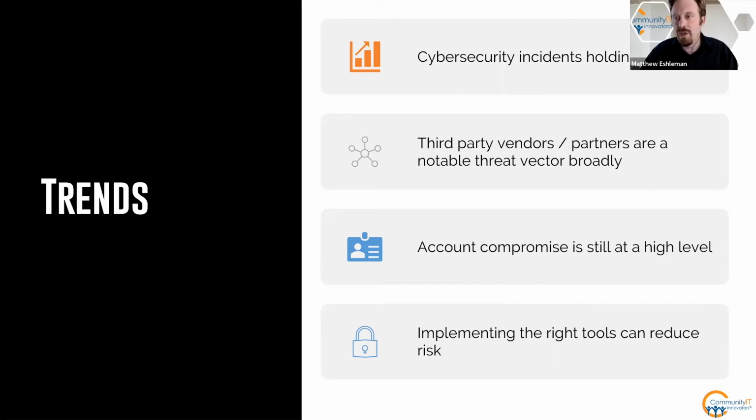I think, from the data we saw, account compromise is still at a very, very high level. And then again, I think implementing the right tools can help reduce the risk. If you are taking the steps to implement advanced email protection tools, that really reduces the risk. If you can implement security awareness training, I think that can provide education and capacity building for your staff to know what's malicious and what's not. All of those things help to protect your organization and your organization's data a little bit more.